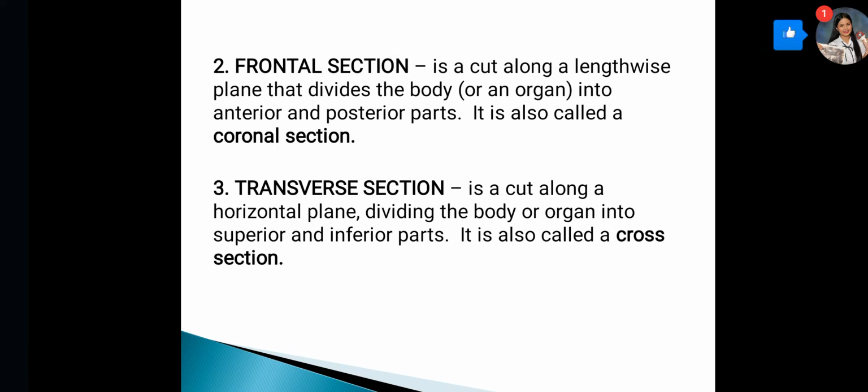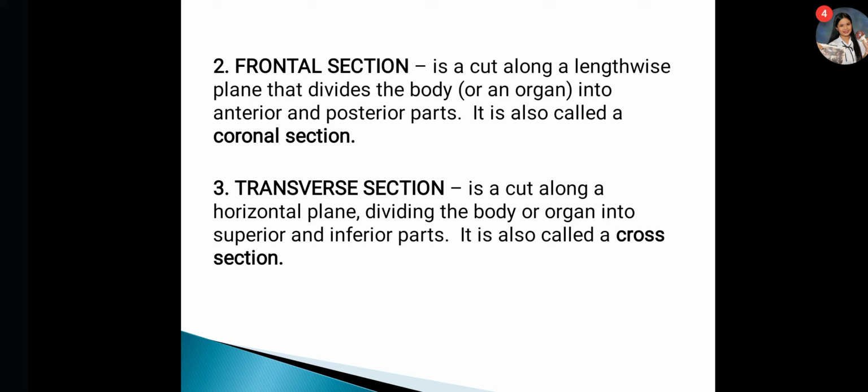The next is the frontal section. The frontal section is a cut along a lengthwise plane that divides the body or organ into anterior and posterior parts, or it is called the coronal section. So if you cut the body lengthwise, so there is a back and front part, that is called the frontal section.